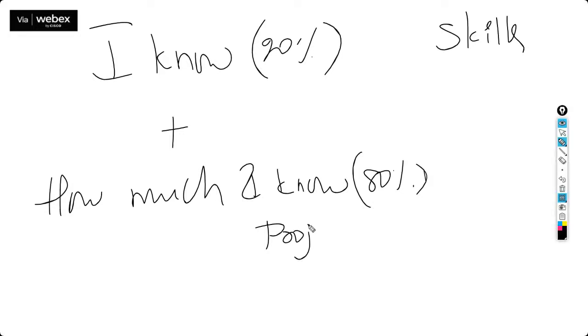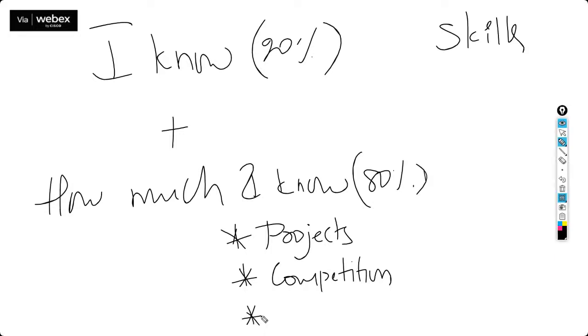Project. Project tells how much you know. Your projects will tell how much you know. Second, your Kaggle competition is there. In this Kaggle competition, your rank tells how much you know. Third one is certification. This will tell you how much you know.